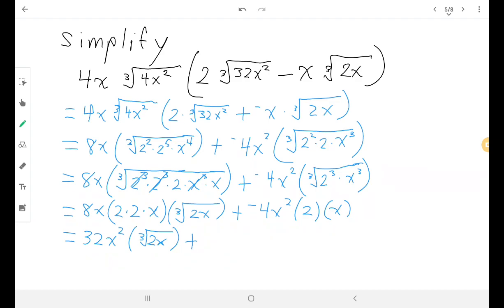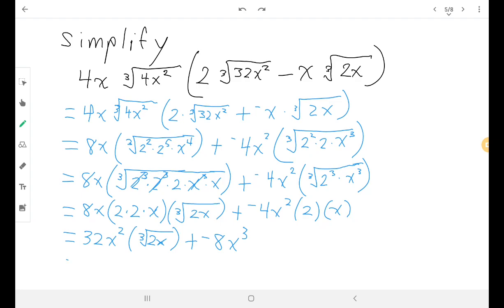plus negative 4 times 2. Negative times positive is negative. 4 times 2 is 8. And then x squared times x is x to the third. X squared times x right there. And there we have our answer.